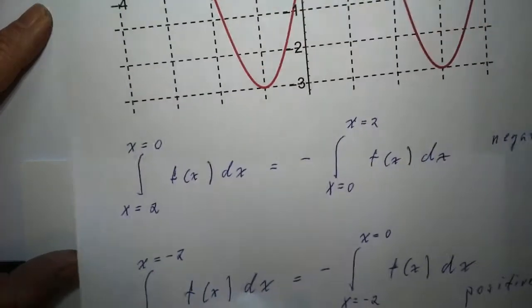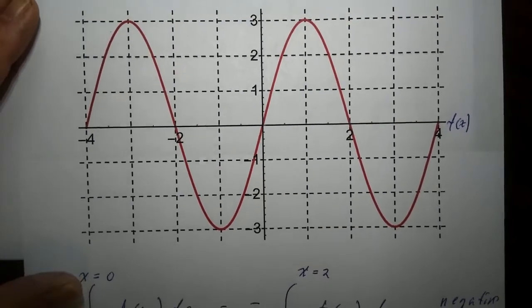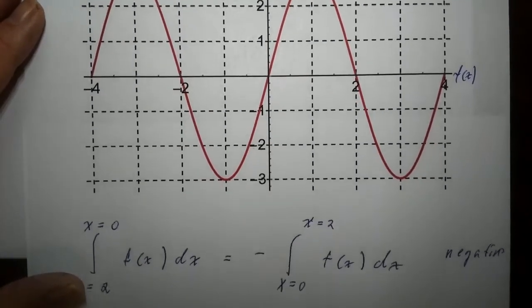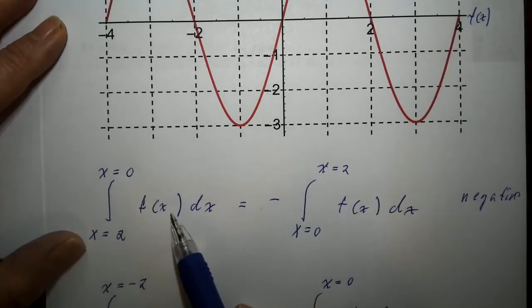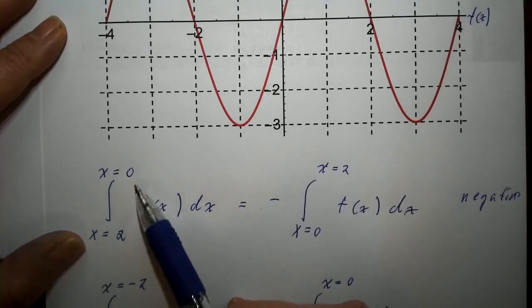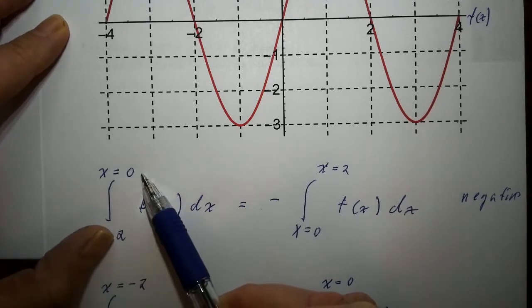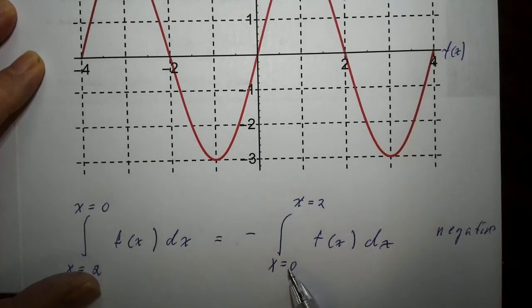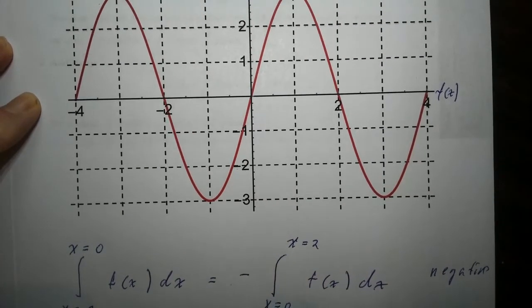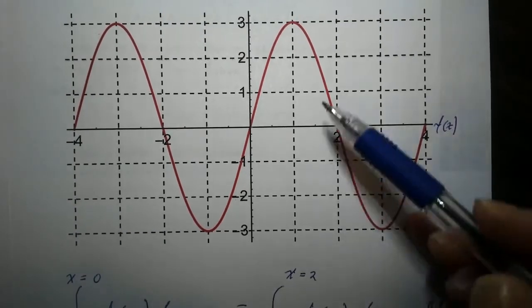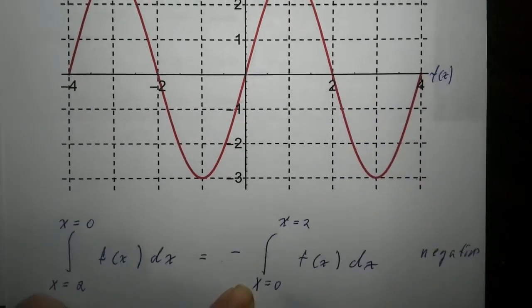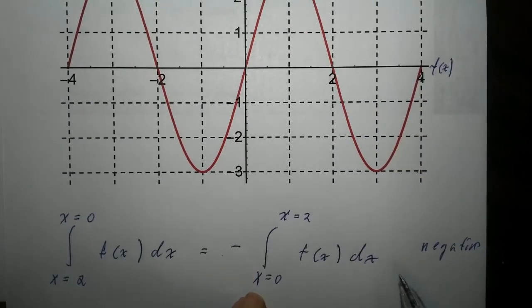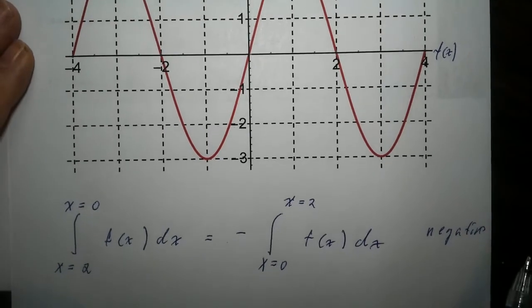Here's an example of that. Here's my graph of f. Let's say I'm considering the integral from 2 to 0 of f of x. That's in the unnatural order. I'm going from a larger to a smaller number. So I can put it back in the natural order, go from 0 to 2, as long as I put a negative sign there. Now the integral from 0 to 2 is this signed area, which is positive. So if I multiply that by -1, I get a negative quantity.